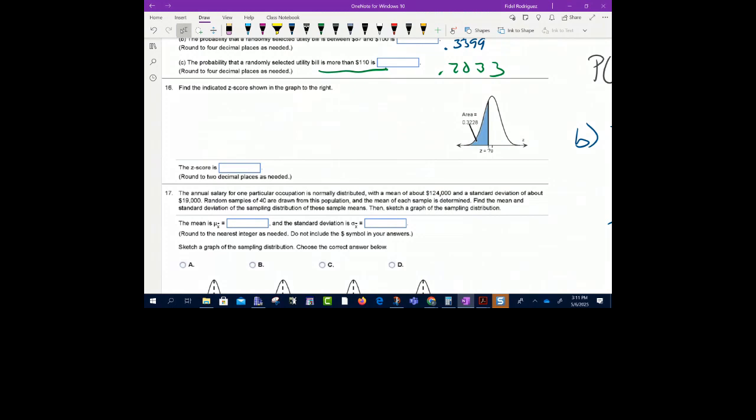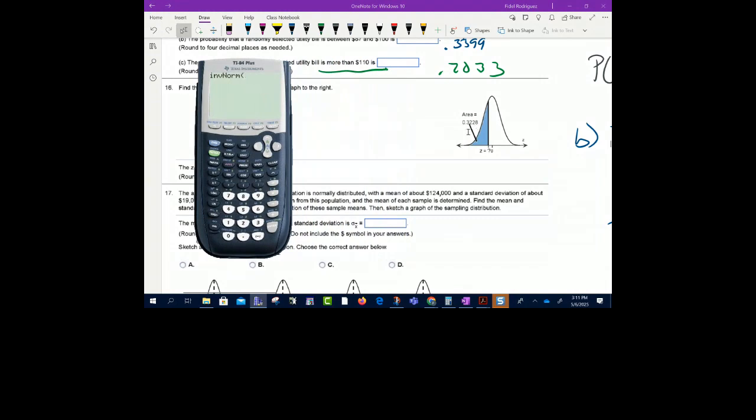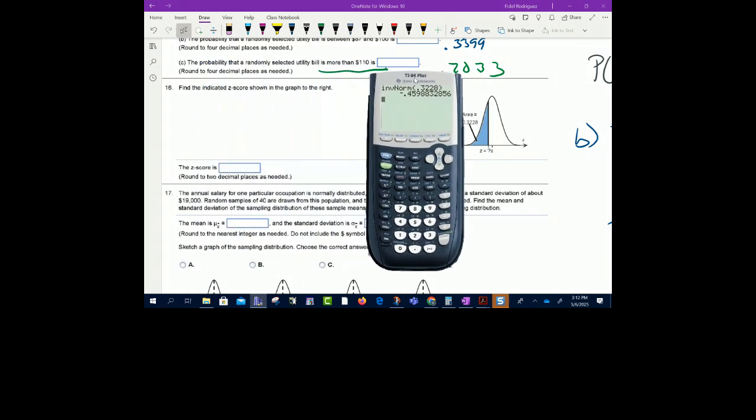Look what it says. Find the indicated score of the graph shown to the right. Y'all, so look, we have the area to the left. We're just trying to find our Z-score. Y'all remember how we do this? We're going to go second vars. We're going to go to our inverse norm, right? Remember, y'all, the inverse norm always tells me the area to the left. And it looks like in our case, we have 0.3228. So y'all, I already know that we're going to get a negative number, because if it was 0.5, the Z value would be 0. I should be coming up with a negative number. Check it out, negative 0.49 and change. They want me to go to 2 decimals, so what, negative 0.46? There you go.